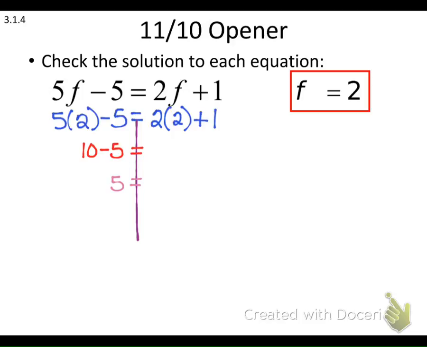Okay, so now I'm going to go to my right side. Order of operations. 2 times 2 is what, Brendan? 4. And then I bring down my plus 1. Okay, then simplify that. So the last step then is showing, do I have the same answer on each side of the equal sign? Yeah, so if the answer is yes, I'm going to put a check mark next to f equals 2, meaning that is the correct solution. That is the right answer.